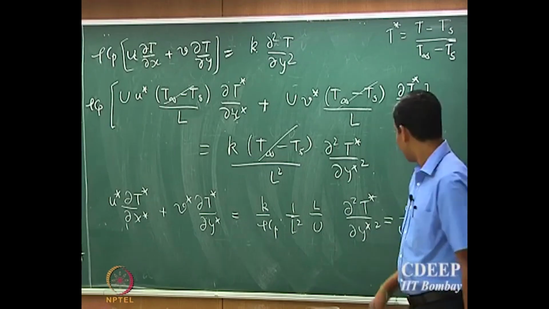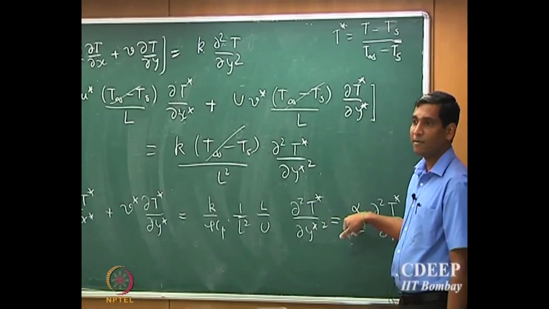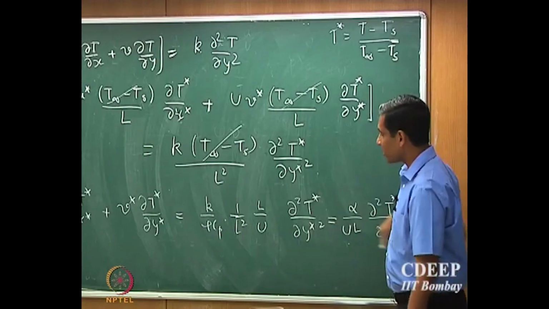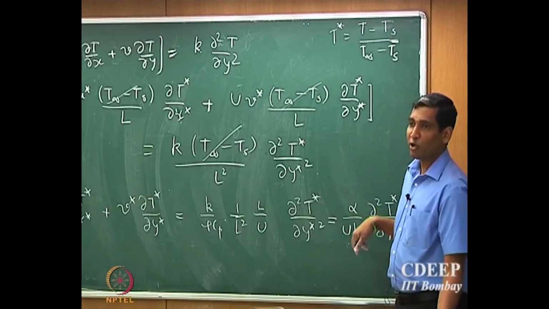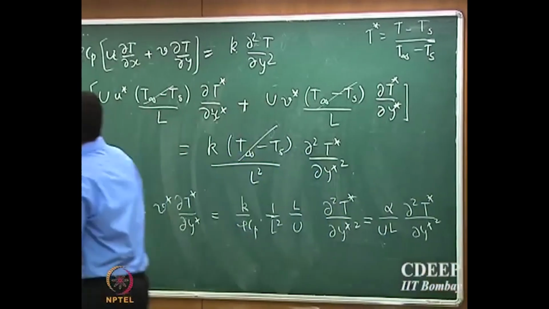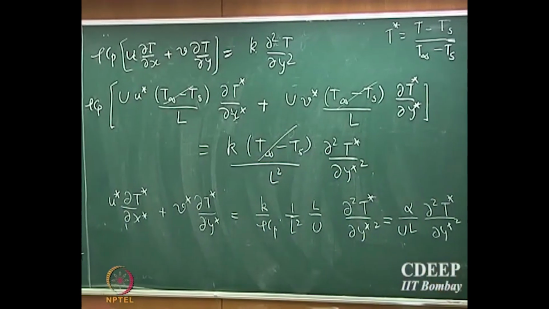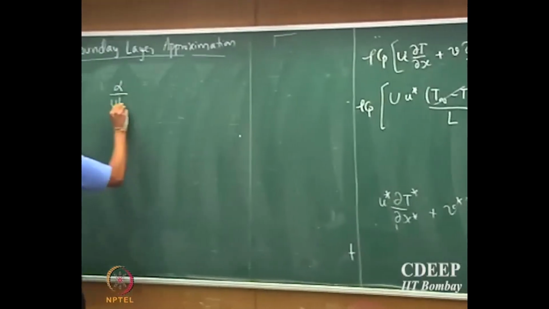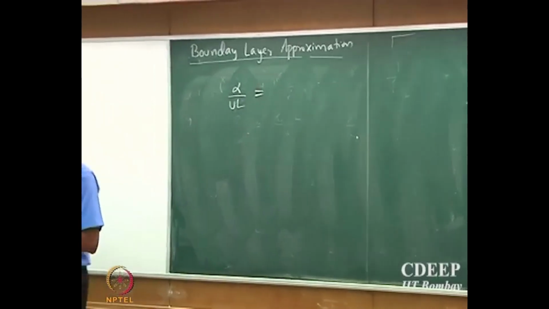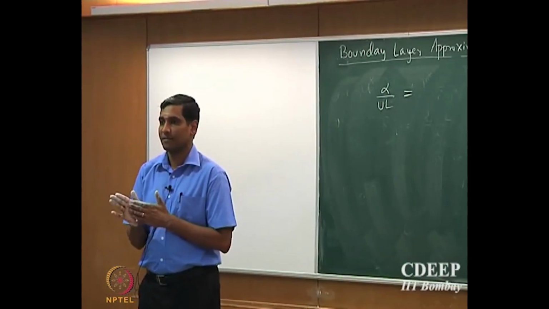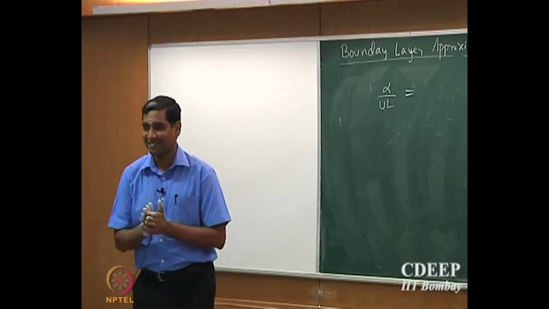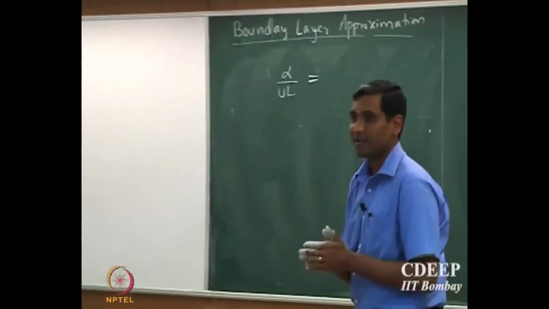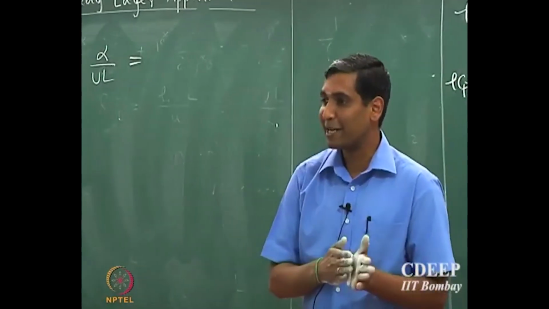No. Why? What is alpha? What are the units of alpha? Meter square per second. U into L is meter square per second. So, when you non-dimensionalize, all the terms should have no dimensions, right? So, it is fine. Okay. What is alpha by UL? Prandtl number? Is it? It's Peclet number.